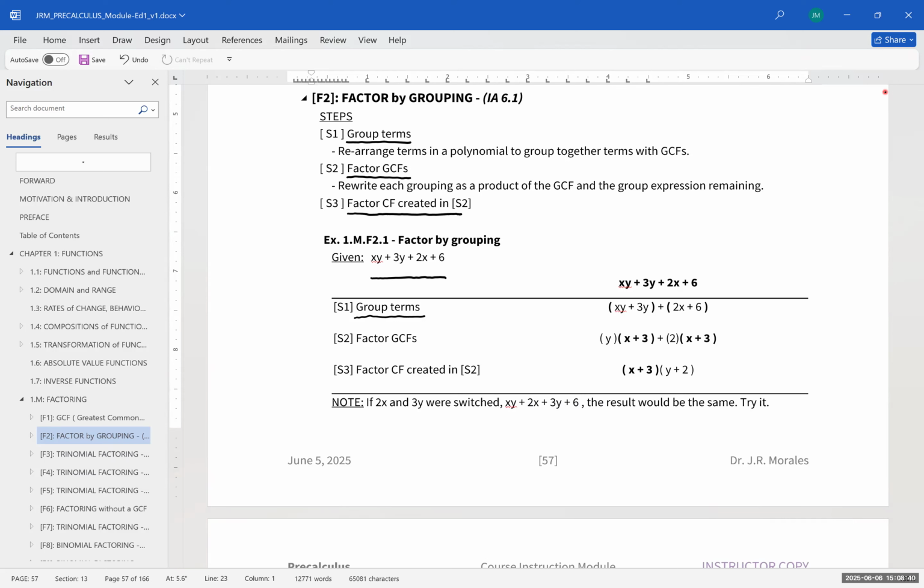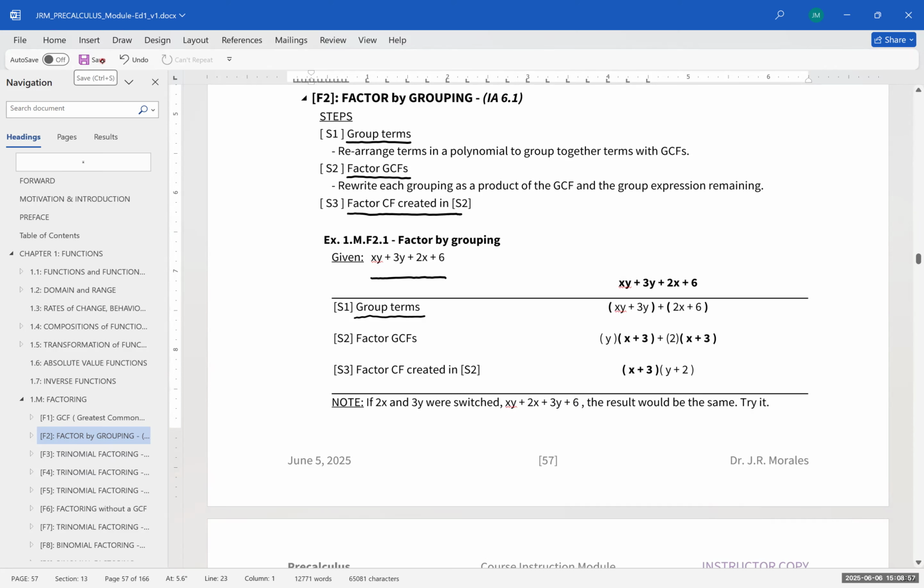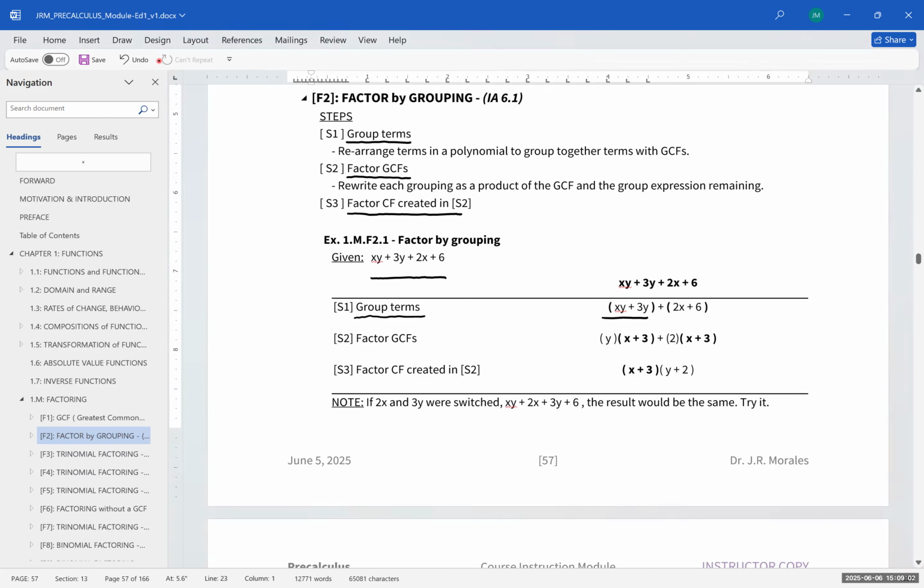So for example, we've got xy plus 3y plus 2x plus 6. And if we put grouping symbols around xy plus 3y like that, all right, then we get the first part here. And then if we take 2x plus 6 and we put a grouping symbol around that, then we get this second part. Now, step two is then to factor out the greatest common factors between each group.